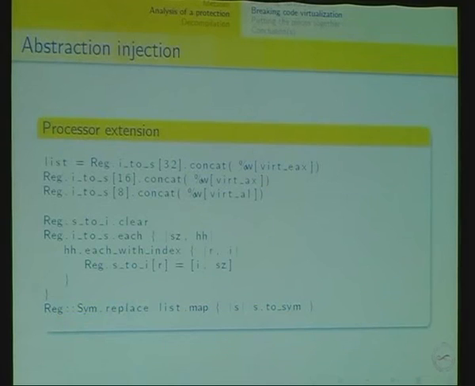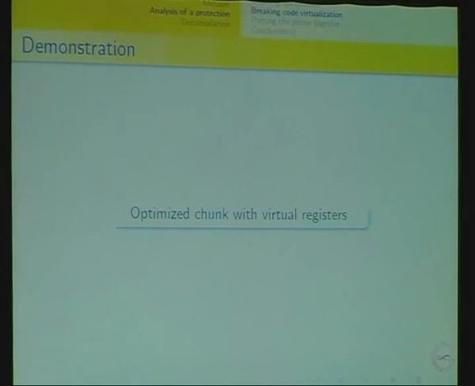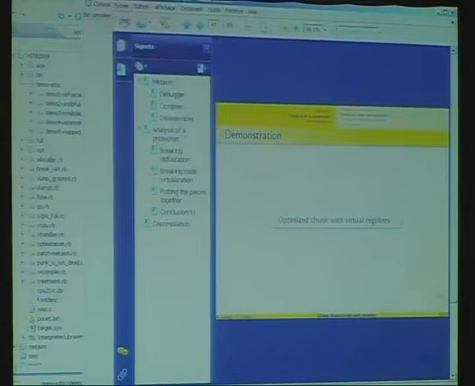To inject the abstraction, we simply extend the native x86 CPU model of Metasm, which is done quite easily in a few lines, and we add support for the virtual registers of the virtual CPU. So I will show you the same code once optimized and when we have injected abstractions into it.